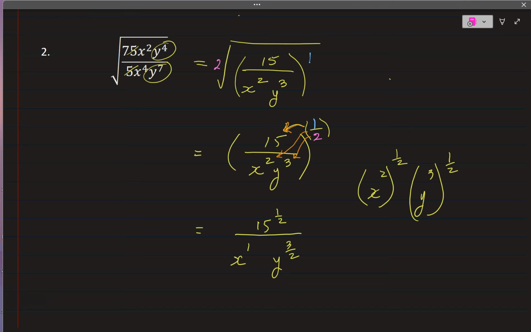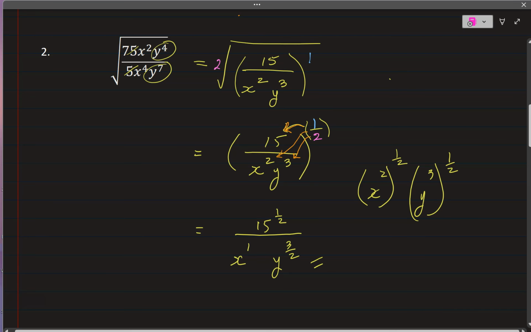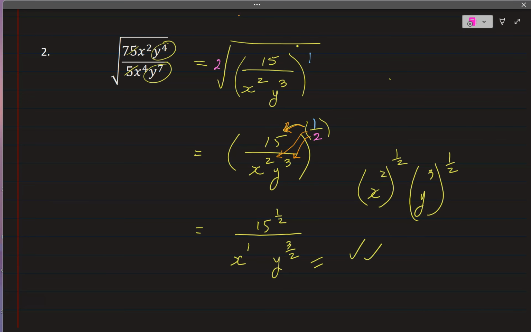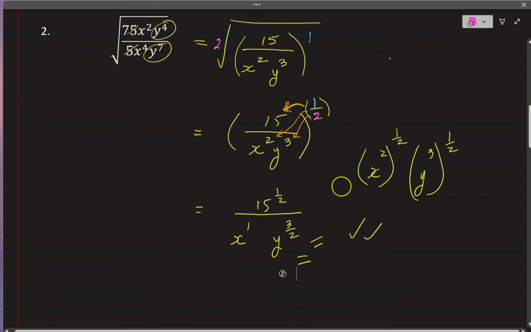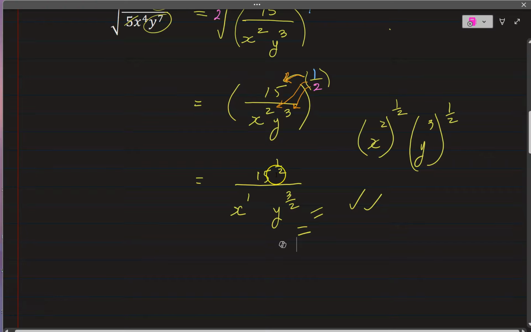3/2. Excellent. Now, can you do anything else with this? No, you cannot. Leave it alone, and that is it. The exponents are positive. There is nothing else you can simplify. The square root of 15, we don't know what that is. Just leave it alone, it is an irrational number, and the exponents are all positive. All right, this is it. That's the answer to this question.